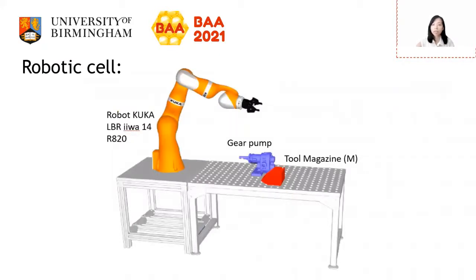This is an illustration of the robotic cell in this study. The robot is KUKA, a 7-axis lightweight robot with a joint arm. This robot is rated to manage a payload of up to 14 kg, with a maximum reach of 820 mm. The tool magazine contains the tools required for disassembly activities. If the next planned step in the disassembly process requires replacing the tool, the robot must move to the position of the tool magazine.